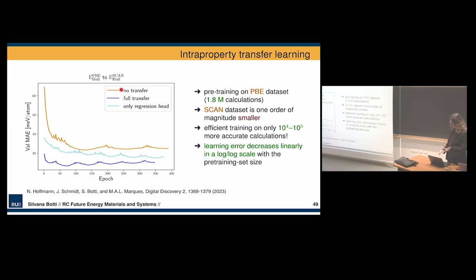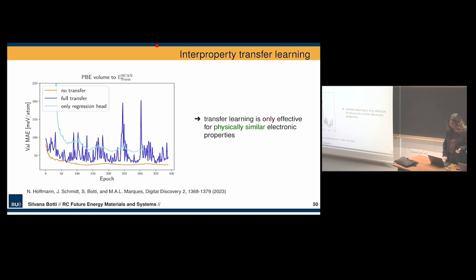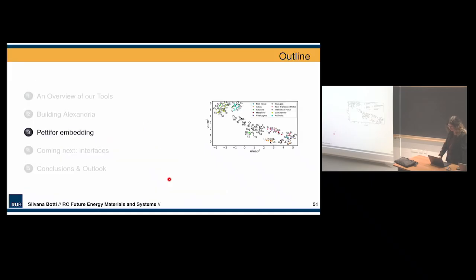This works, but if you try to do it with two very different properties, as it should be, it makes sense. A machine that predicted the PBE volume very well will not necessarily predict formation energy well, unless you retrain it. It will take a lot of data to train it again, so the transfer in this case doesn't really work.